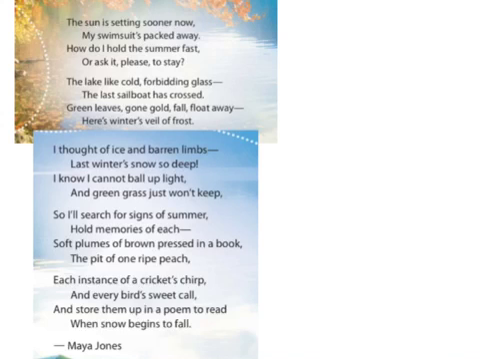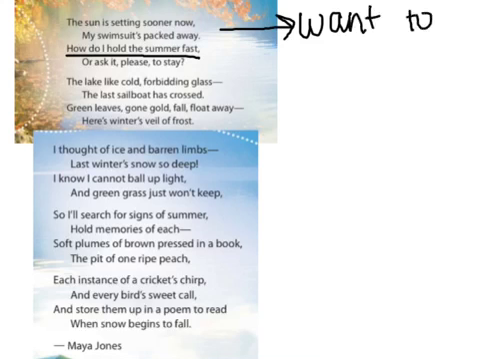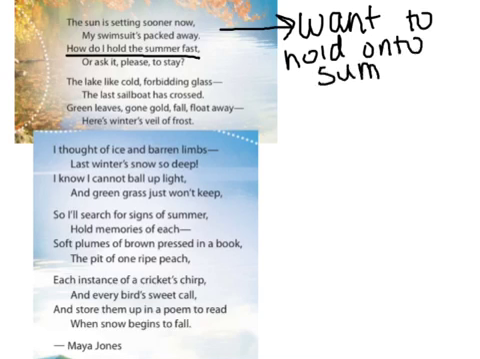So the first stanza: the sun is setting sooner now, my swimsuit's packed away. How do I hold the summer fast or ask it please to stay? In my head, I'm visualizing a sun setting and a kid watching the sunset from their bedroom window as they're packing up a suitcase. And I think that the key idea that I should write down from this stanza is this line here. How do I hold the summer fast? So I'm just going to jot down: want to hold on to summer.